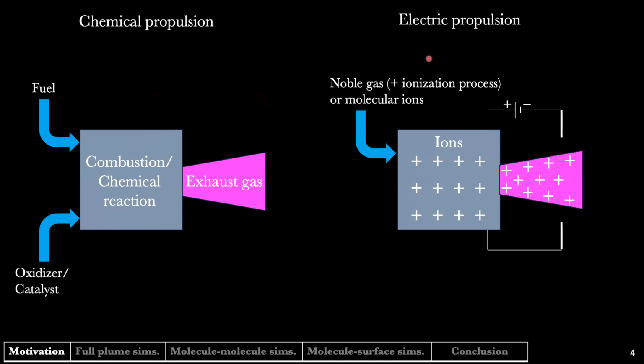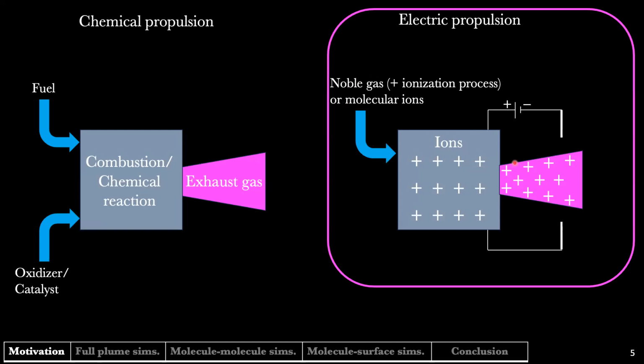The second category is electric propulsion, in which we use a noble gas that we ionize, or we can also use molecular ions, and then we apply a strong electric field to extract the ions, and then we produce thrust. In this presentation, we are going to focus on electric propulsion.